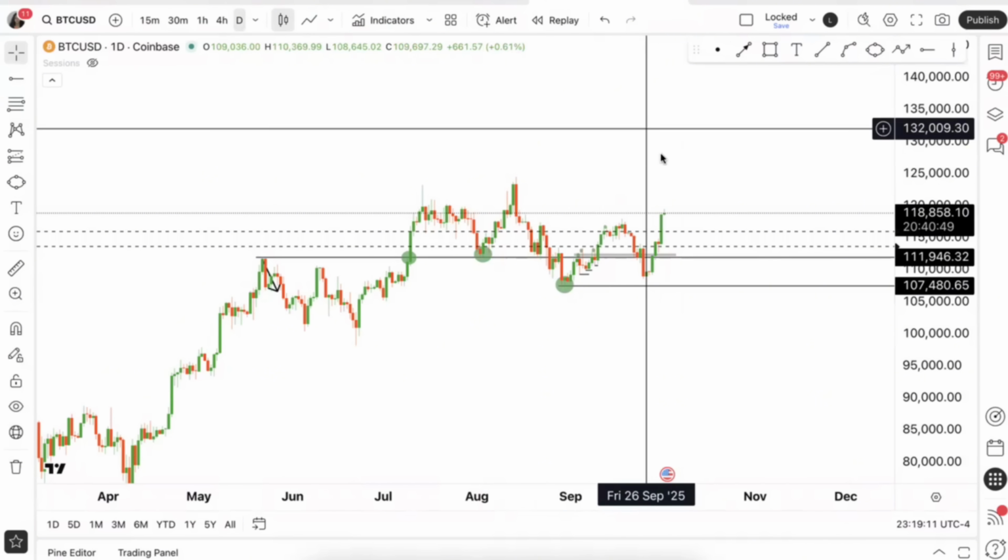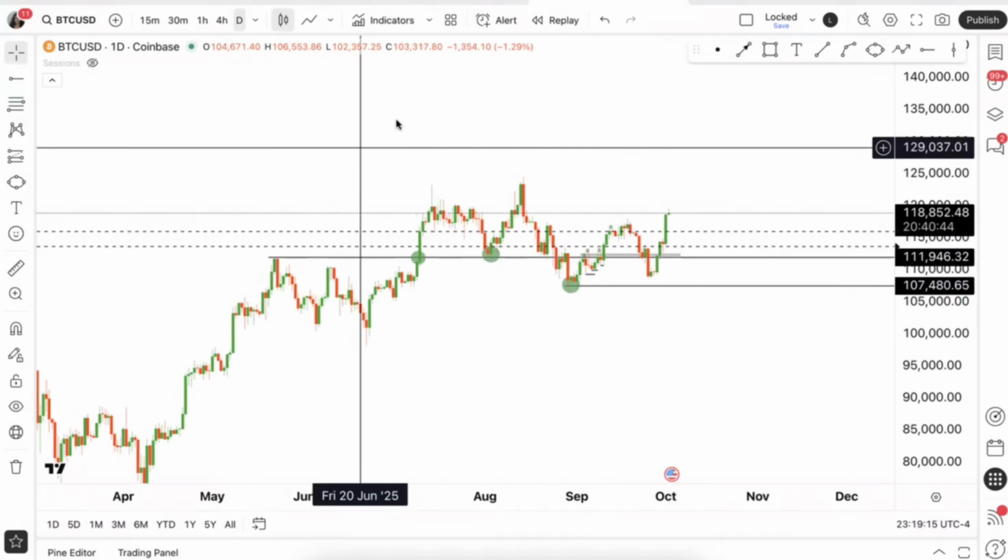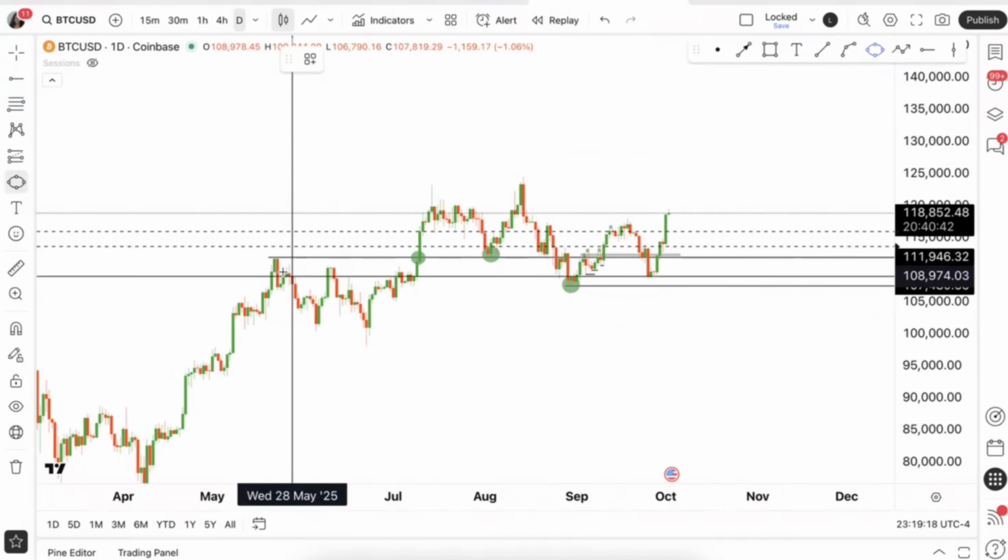All right. So basically what I'm going to explain today is market structure. It's fairly simple. I believe it's fairly simple.